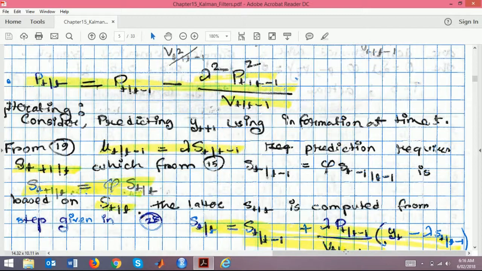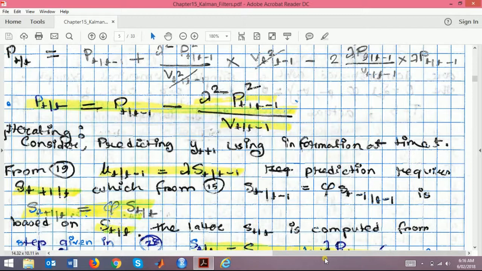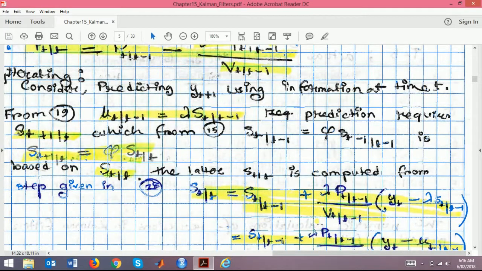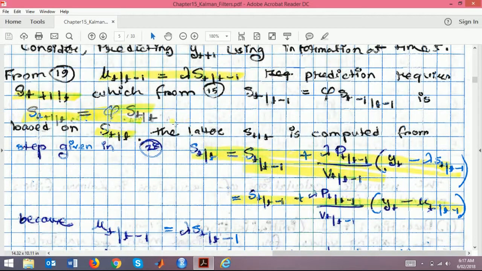So now the two new equations are s11 equals s10, taking it to the right hand side, plus instead of kappa we have lambda p10 divided by v10 multiplied by y1 minus mu10. And then from there we get the better variance using the Kalman gain: p11 equals p10 minus lambda square p10 squared divided by v10. So obviously we have a better predictor ahead, so st plus 1 given t equals phi st, so s10 equals phi s naught.